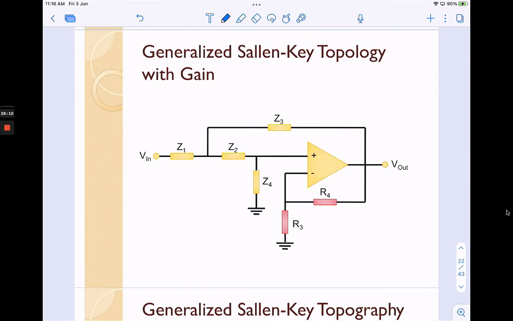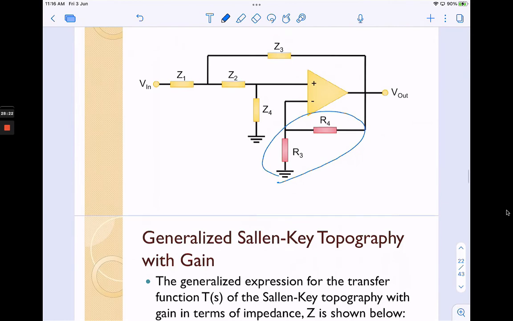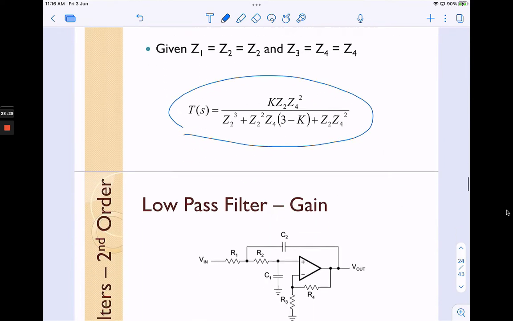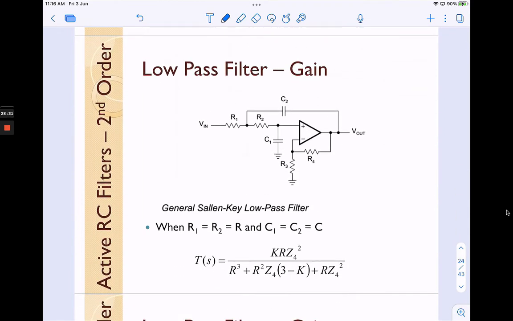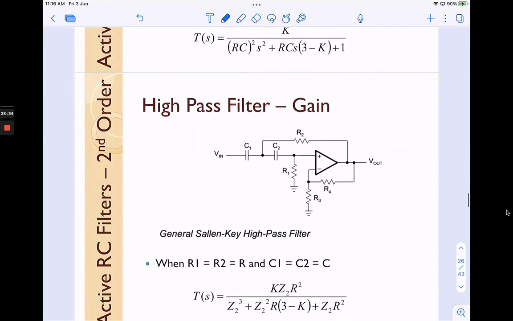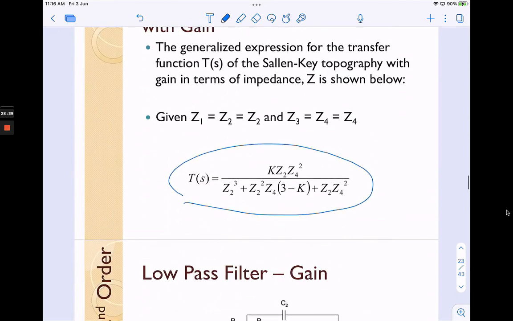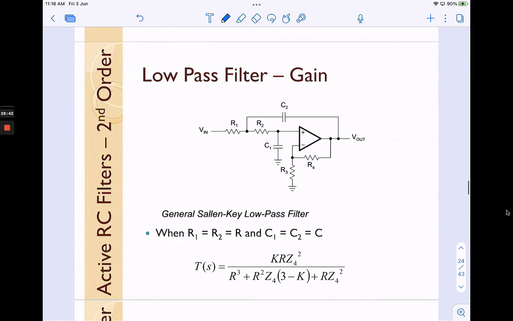Now we introduce the resistor R3 and R4 in the generalized Sallen-Key topology. Now we have our gain here. So the gain here is given by, now the term becomes like this, and actually what you have is the gain component. The gain component here is actually R3 over R4, something like 1 plus R4 over R3.